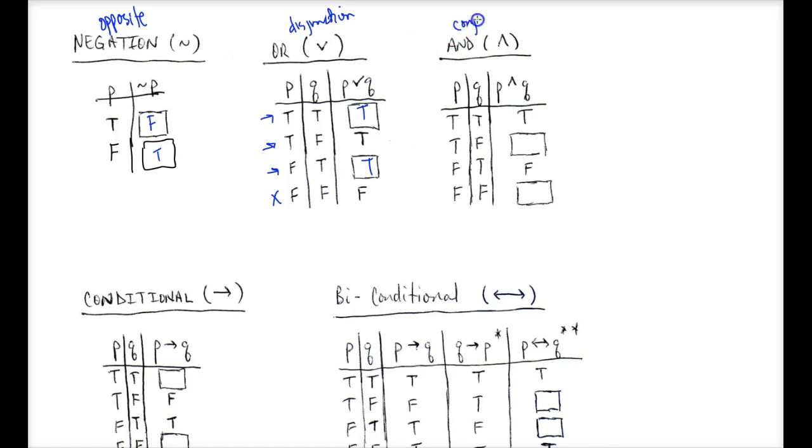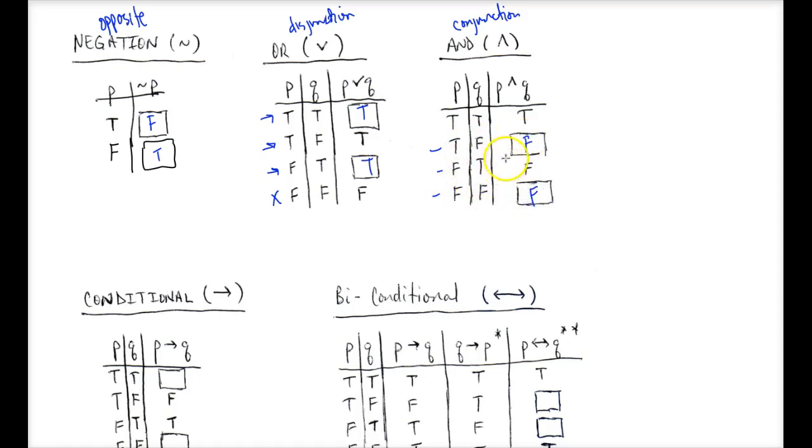For and, we have the conjunction. And of course, what this is saying is that in order for the entire compound statement to be true, both P and Q have to be true. In other words, both ideas that we are talking about have to be true. So in all these other rows, we see that we have at least one false there, so all of these will be false.